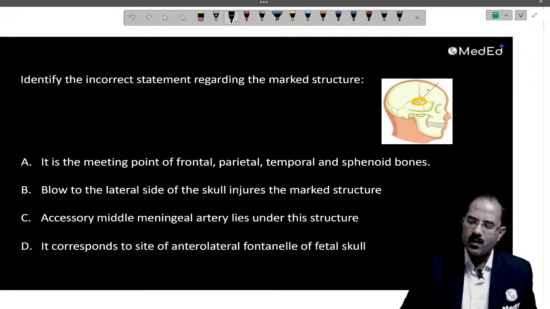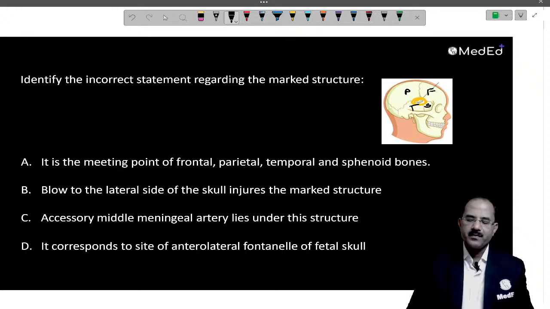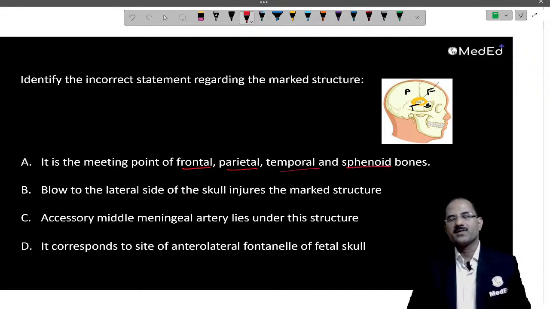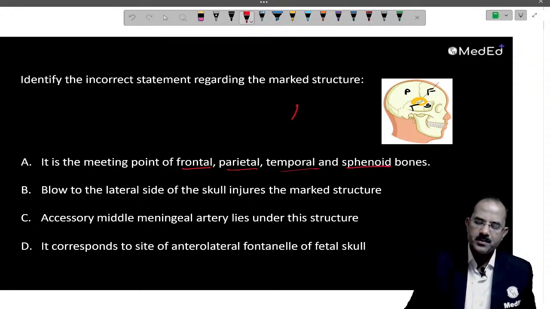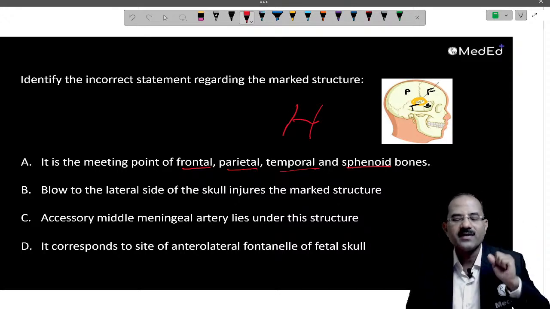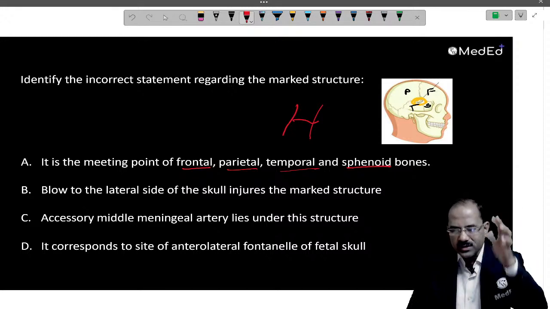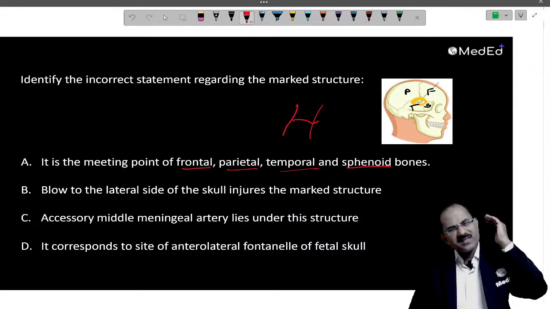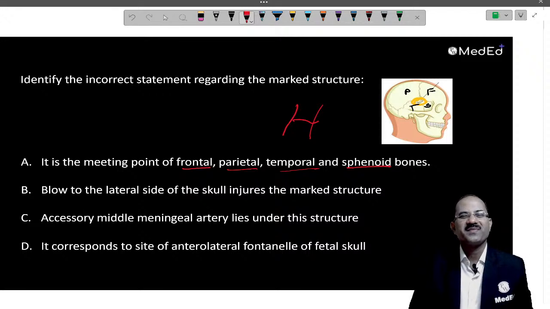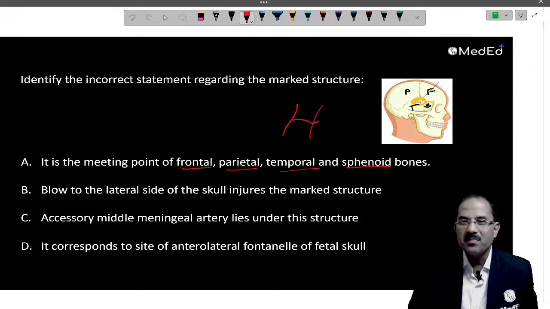Which are those four bones? One is the frontal, one is the parietal, one is the temporal bone, and one is the sphenoid bone. The meeting place is an H-shaped suture like this, and this is what we call the pterion. And what is the importance of the pterion? There's an artery which lies deep to the pterion. Any guesses? The artery is the middle meningeal artery.